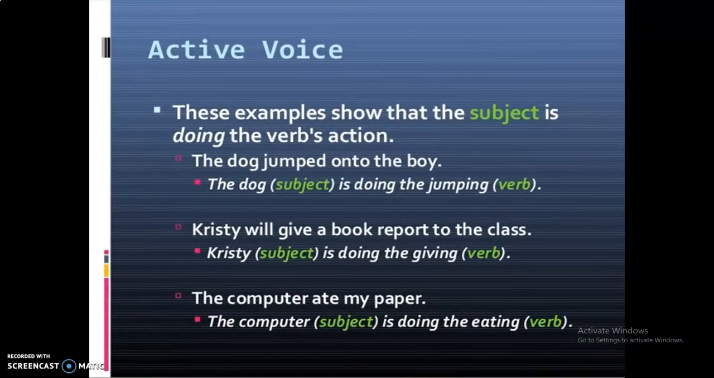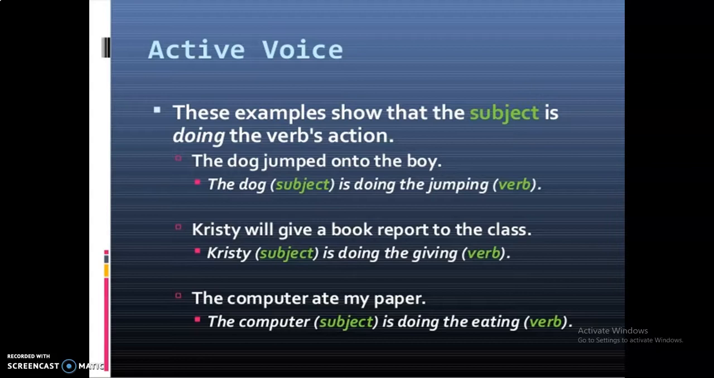These examples show that the subject is doing the verb's action. So now active voice is completely through verb actions. So see the examples. The dog jumped onto the boy. So the dog is the subject, doing the jumping verb. Christy will give a book report to the class. So Christy is the subject here. She is doing the giving.